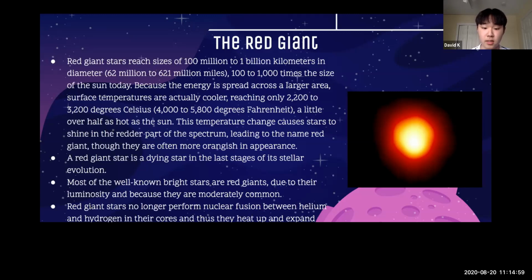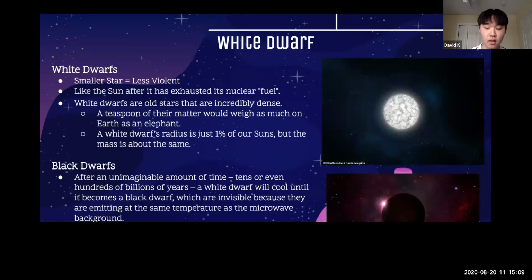Our sun is, again, at the previous stage, but in order to get to this stage, it will take around 6 billion years. The sun will then either enter a white dwarf phase or a supernova phase, which I mentioned earlier. But this phase is the less violent phase, and it usually happens for smaller stars.